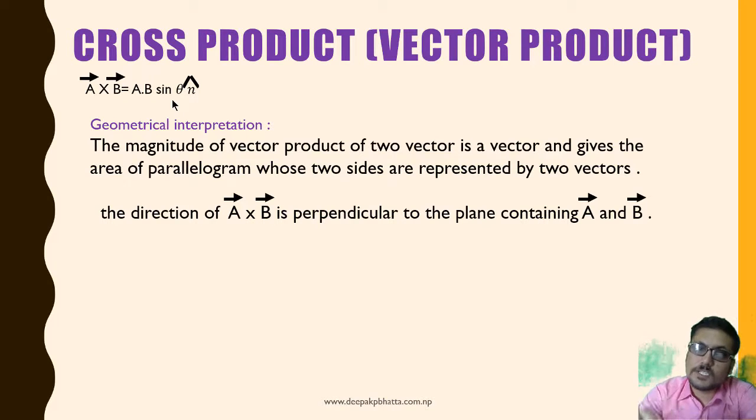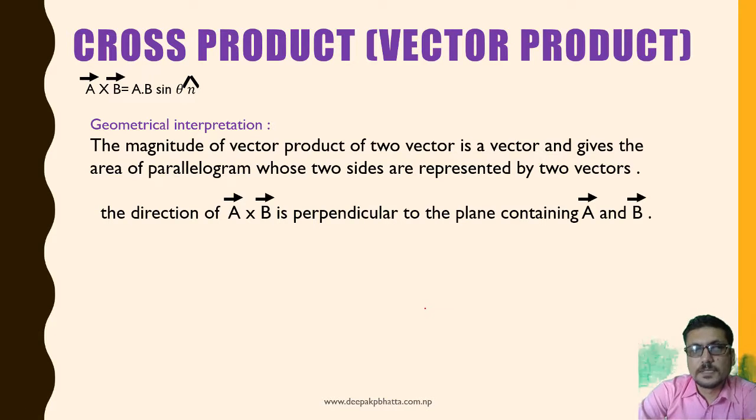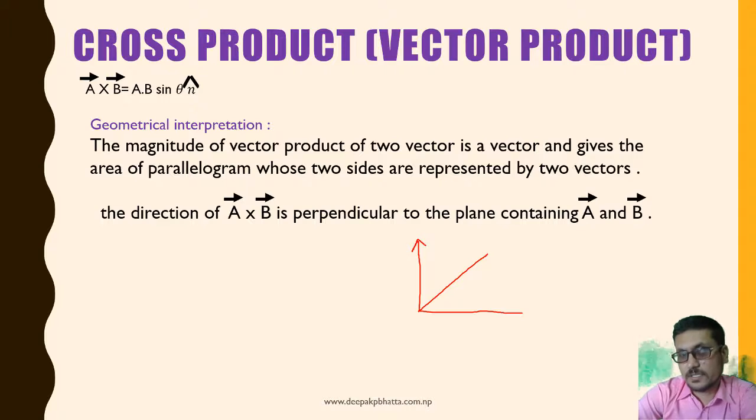What is the direction of A cross B? The direction of A cross B is perpendicular to the plane in which the A and B vectors lie. If we have two vectors, this is the A vector and this is the B vector, they lie on one plane. Then the A cross B vector lies in this direction, perpendicular to that plane in which vectors A and B lie.